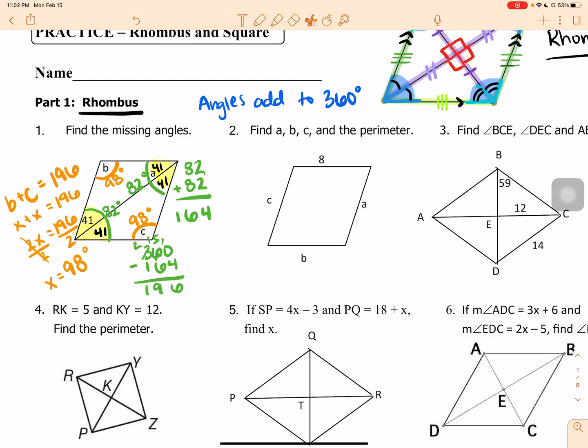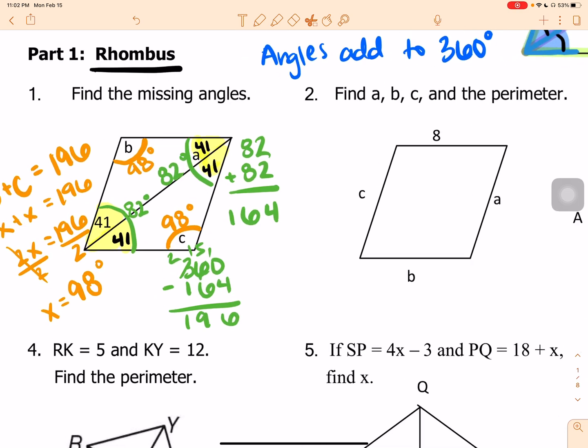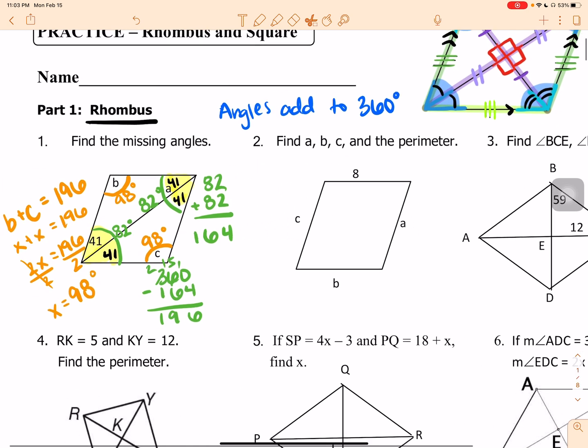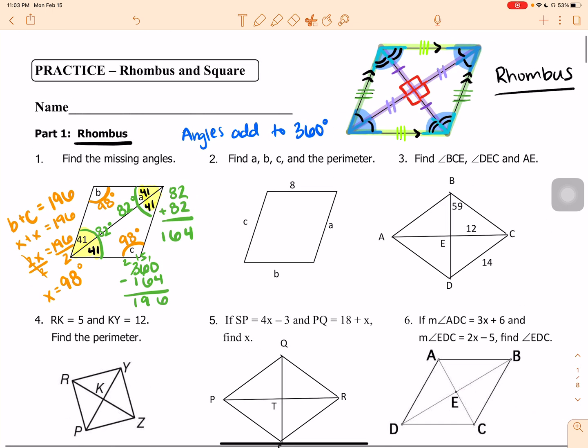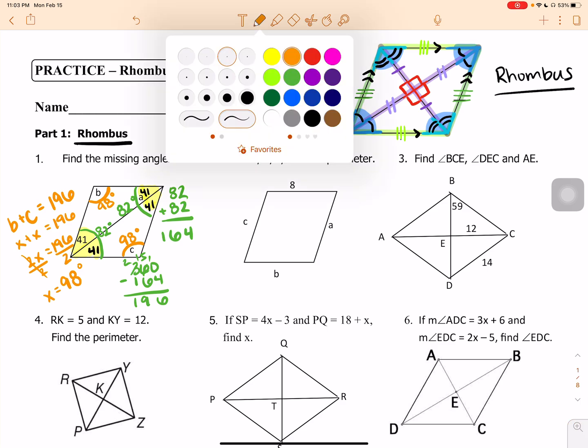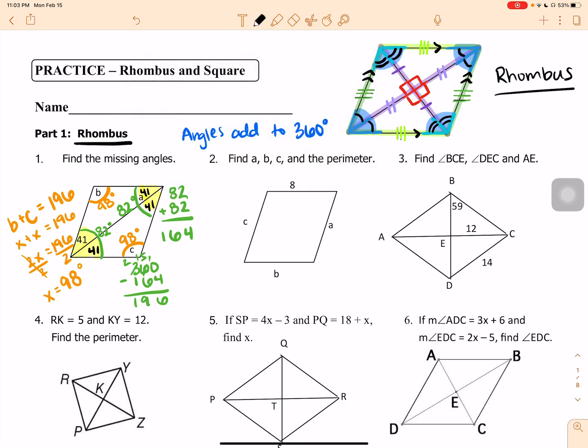And this is kind of messy. I should have zoomed in more because then I could have written smaller, but I wanted to keep this in the picture for you guys. But you can definitely zoom in to write way smaller than me. But once you're all done, you can write down that A equals 41 degrees, B equals 98 degrees, and C equals 98 degrees. So those are your final answers there.